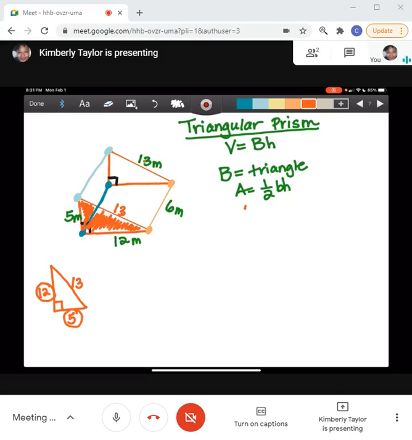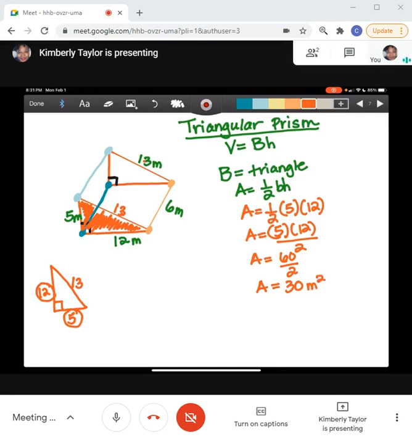So this is going to be area equals 1/2. The base of the triangle is 5. The height of the triangle is 12. So this is going to be 5 times 12 divided by 2. And we get 60 over 2. And area is equal to 30. So that's going to be 30 square meters.